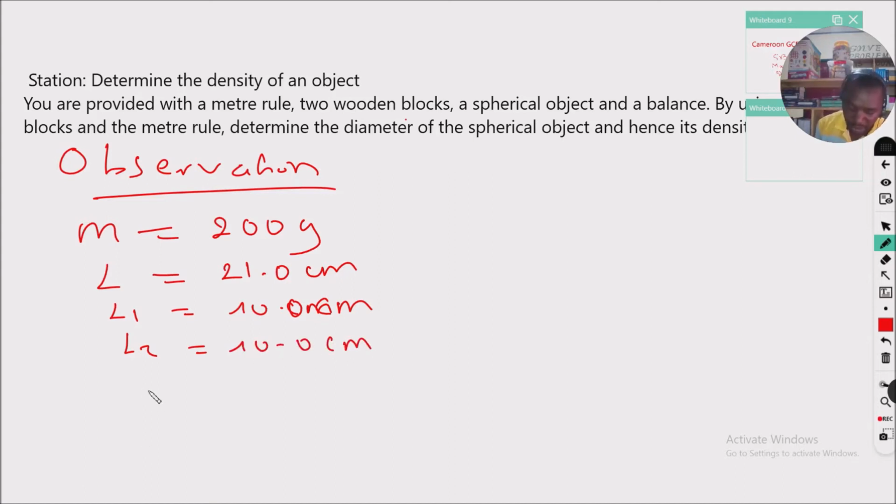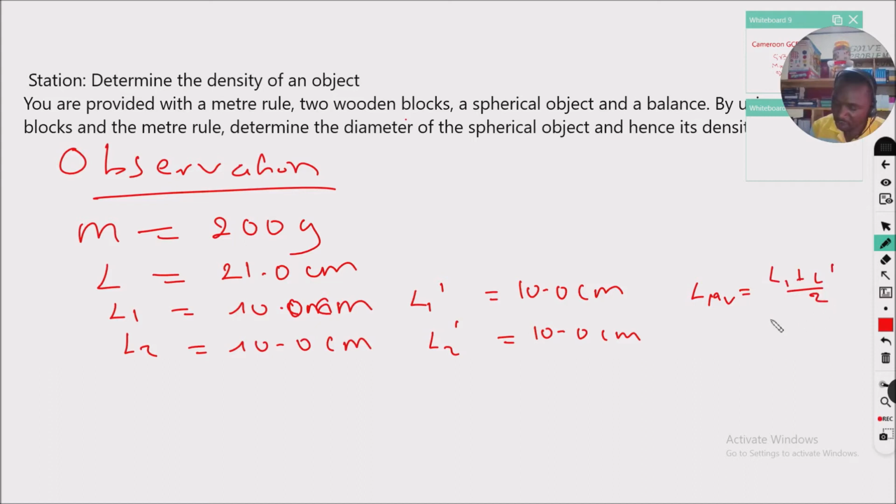Now, that's what we saw. If you wanted to make sure, I repeated my experiment twice. You have to have L1, L2, and L1 prime, L2 prime. So for example, it's the same, 10.0 centimeters, 10.0 centimeters, and now I need to see L1 average, which should be L1 plus L1 prime over 2, which is the same as 10.0 centimeters.